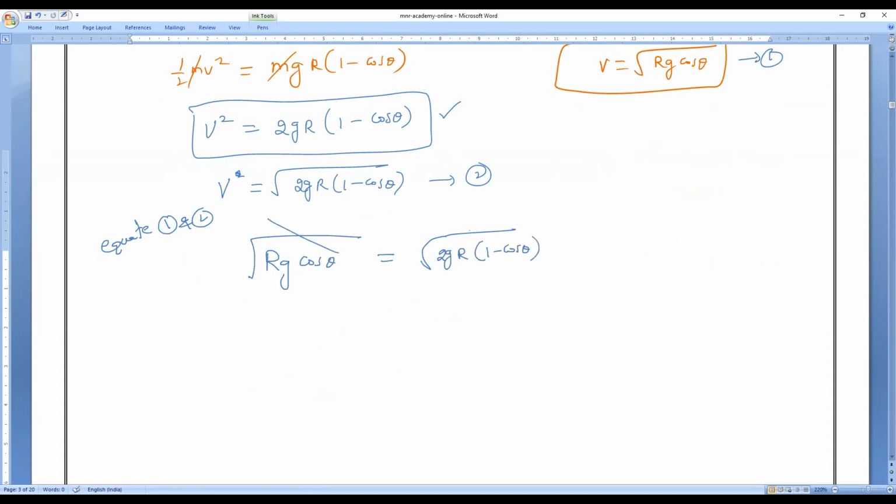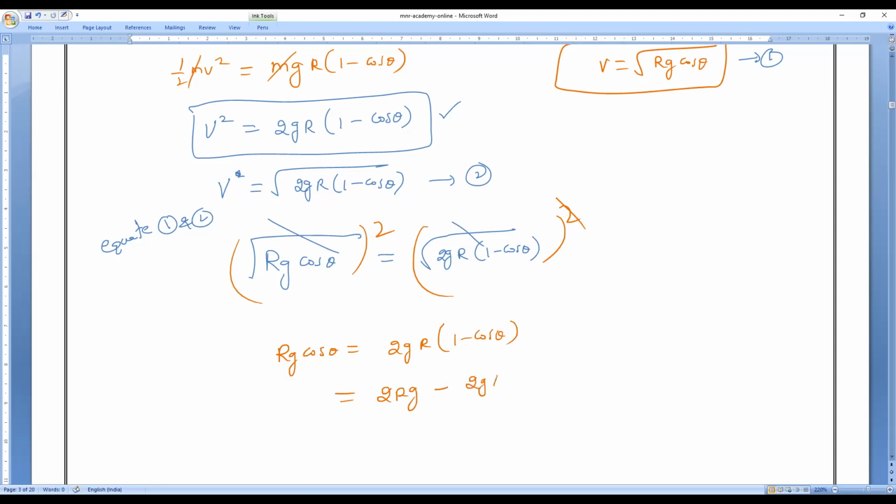So both the sides, root will get cancelled. I will square it, and it will get cancelled. You can do it if you want. So both the sides you square, so the square will get cancelled. We'll get rg cos theta is equal to 2gr into 1 minus cos theta. So if I multiply that, it will come 2gr minus 2gr cos theta, which is equal to rg cos theta.